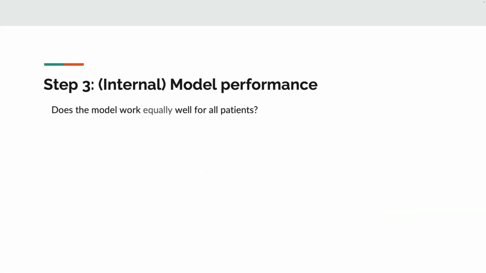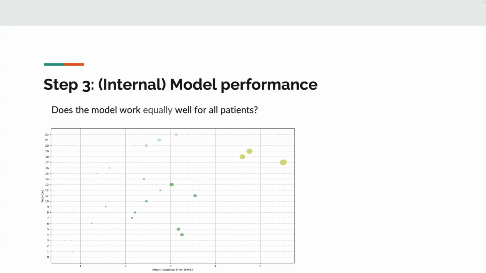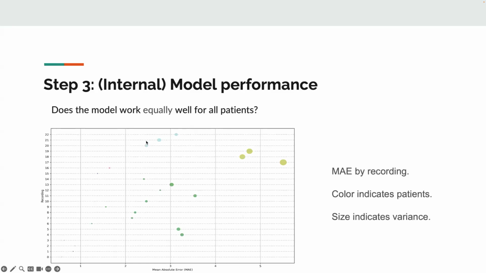And then what we can also do is look at how well the model works for different patients. As I said before, we had patients, and some of the patients have multiple recordings. So we can make a plot of the recordings, where the y-axis and the x-axis are the mean absolute error. And then with the color, we can indicate if a recording stems from the same patient, and the size of the dot indicates the variance.